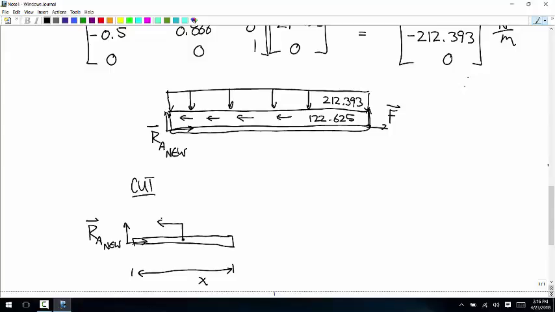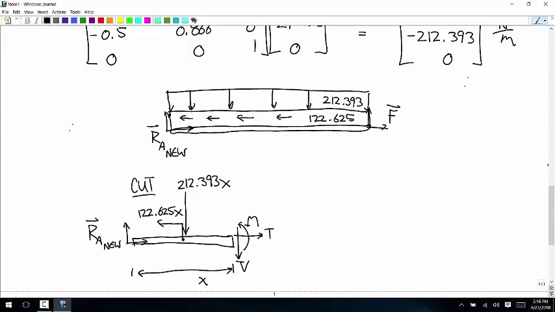Okay. And what's the magnitude of that point force going to be? Yep, exactly, 122.625x. And then we can represent the vertical component as a point force. What's that going to be? Yeah, 212.393x. And then we have our internal loads. And this point force is acting along the center line, horizontal, pointing towards the left.